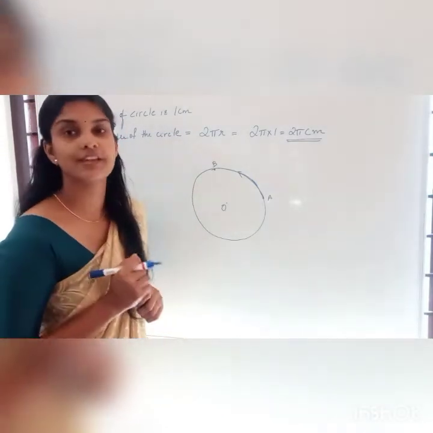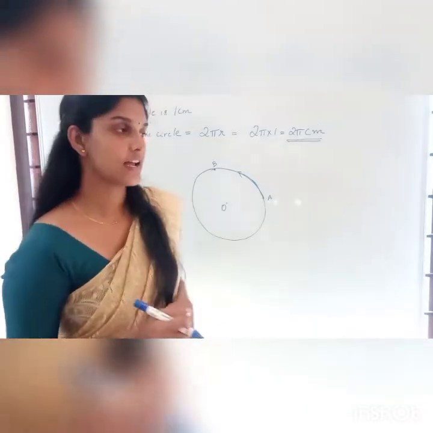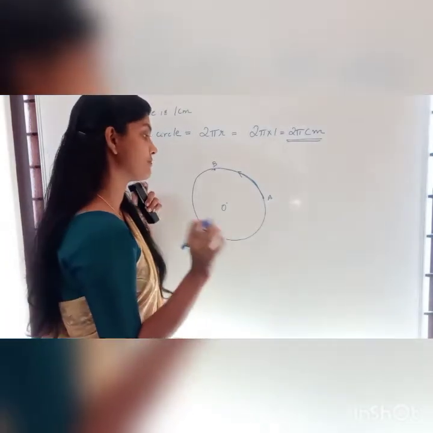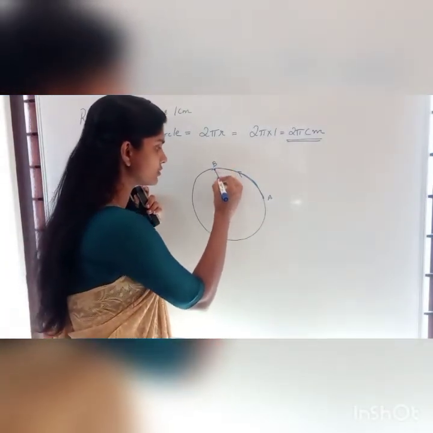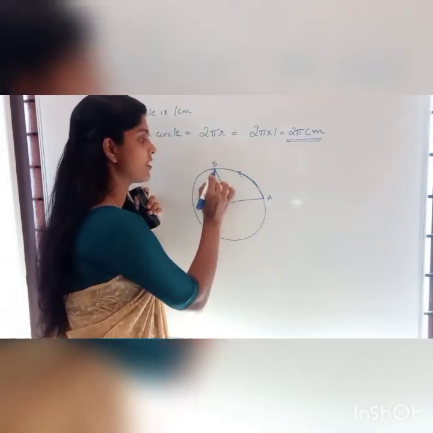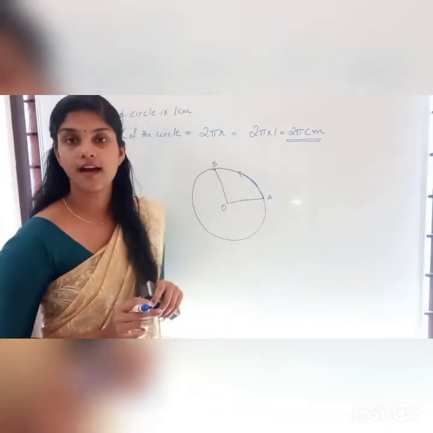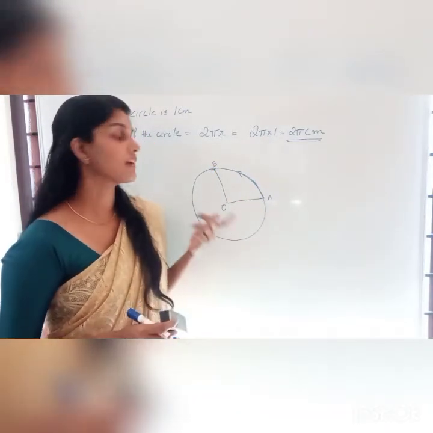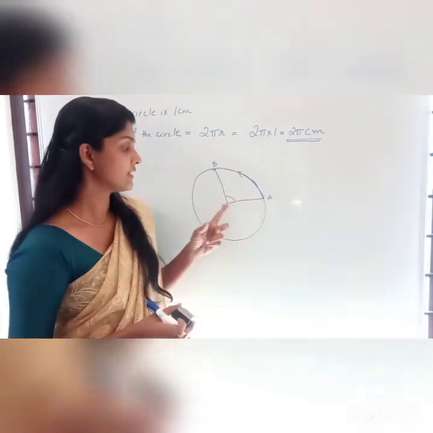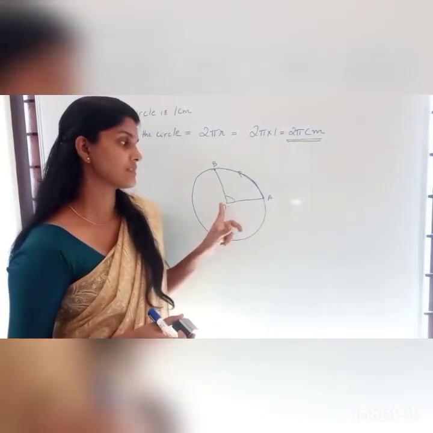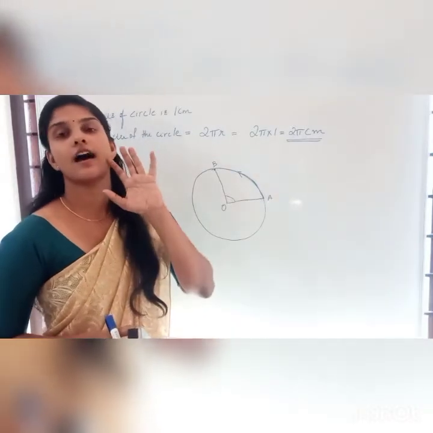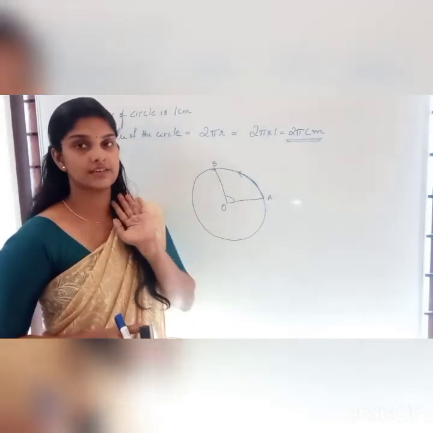Now, what is a central angle? What do you mean by central angle? Yes, central angle is the angle that is formed by two radii joining the center of the circle to the end points of the arc. So what is central angle? Central angle is the angle that is formed by the two radii with the center of the circle and the end points of the arc. So that is what an arc is and a central angle. Okay.